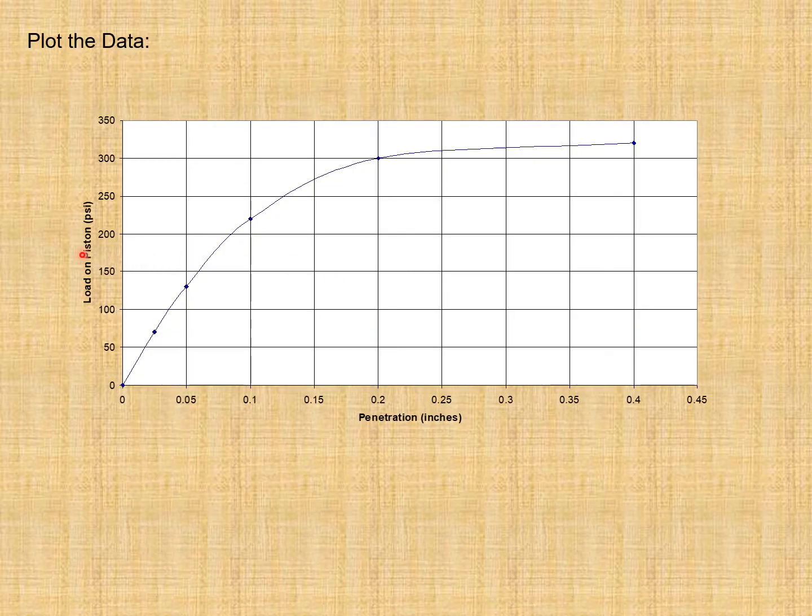And here you can see the plot: along the vertical axis we have the pressure. You can consider the load in pounds along the vertical axis. Both are being used, and along the horizontal axis is penetration in inches, so you can draw this curve. This is very useful, and by using it you will be able to determine the CBR values at 0.1 inches penetration and 0.2 inches penetration.